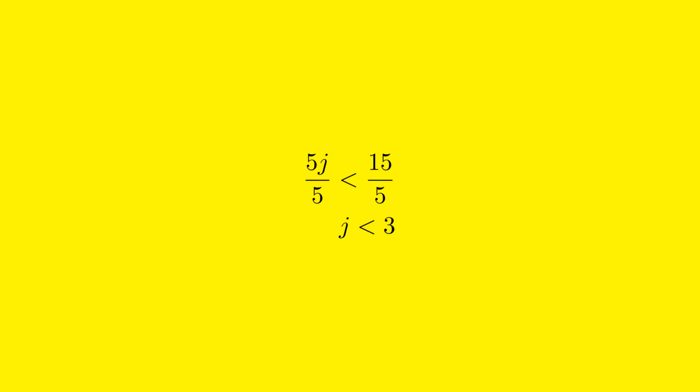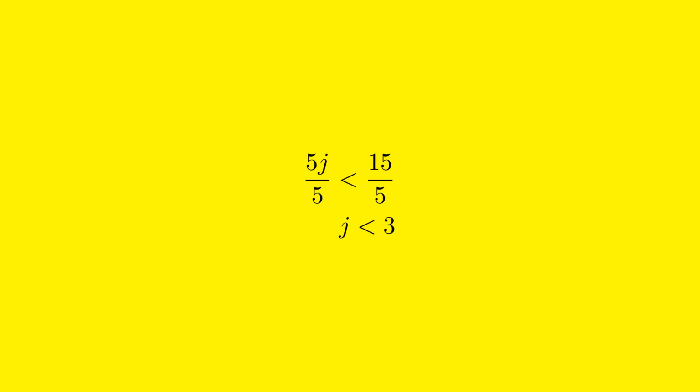When we divide 5j by 5, the 5's cancel each other out, leaving j by itself on the left side. Now we need to do the same division to the right side. We take 15 and divide by 5, which gives us 3. This leaves us with the new inequality, j less than 3. Since we have now isolated j, we have our final answer. In interval notation, we express the solution as negative infinity to 3. This is because j can be any value less than 3, but does not include 3 itself.